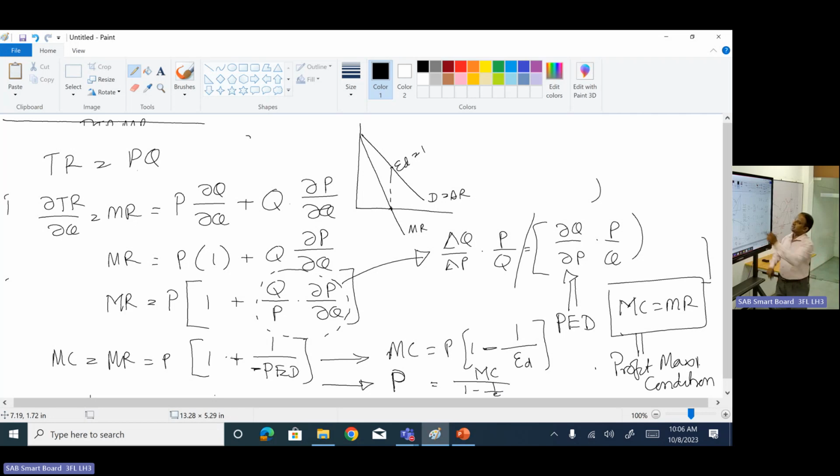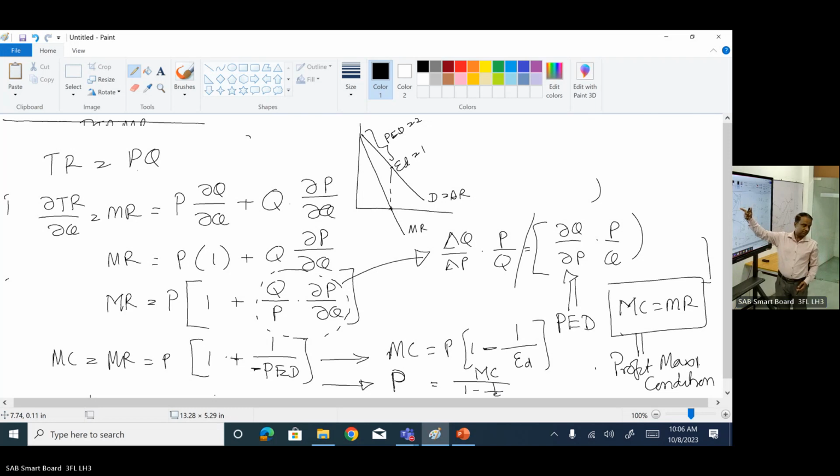If it is 2, it is greater than 1, the elastic region. Say the price elasticity is 2. If you substitute 2, 1 divided by 2 is half, and 1 minus half becomes 0.5. Marginal revenue is positive.